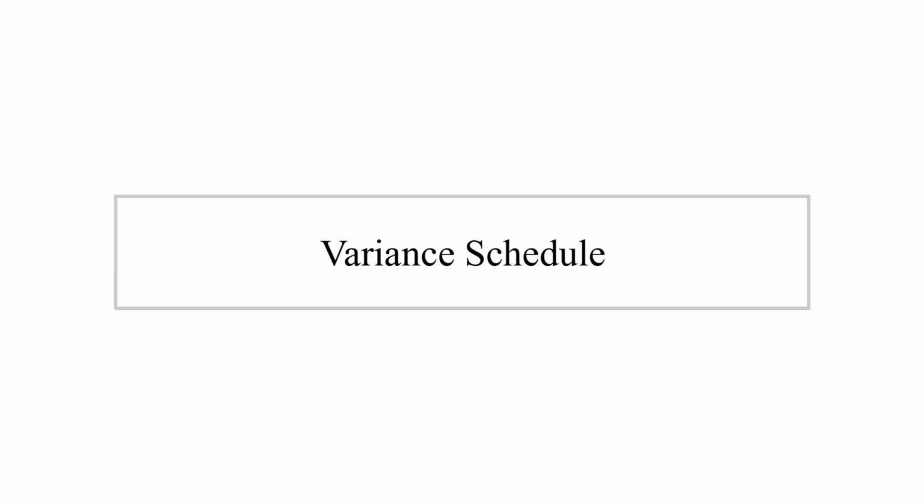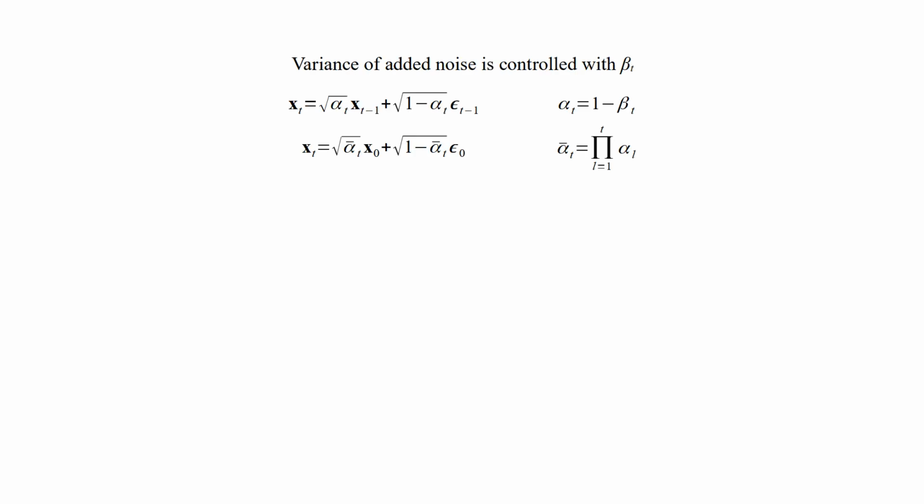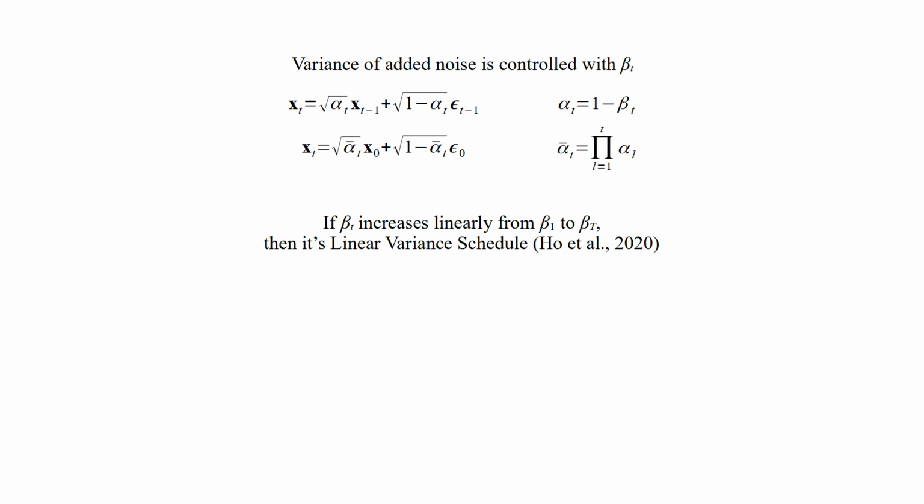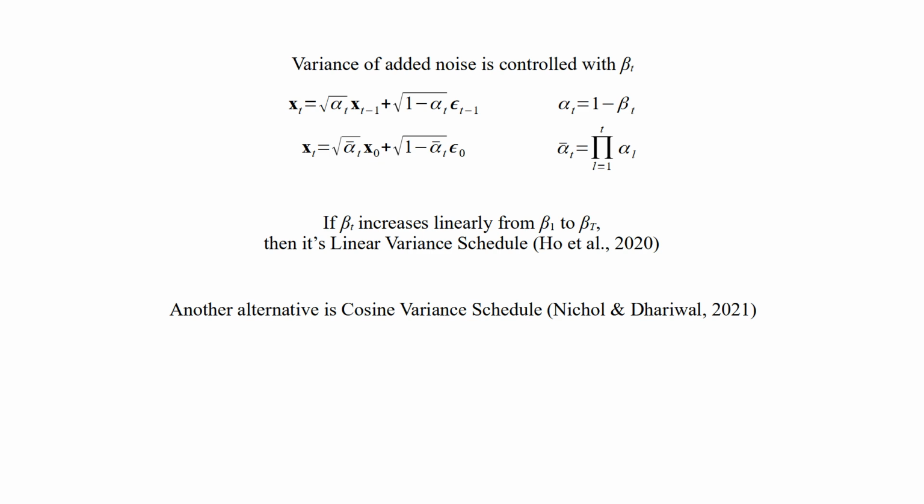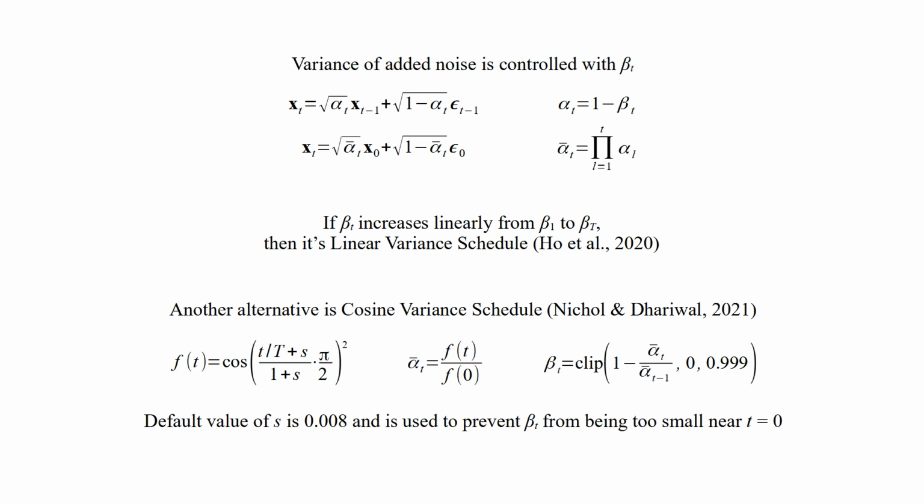Variance Schedule. Variance of added noise is controlled with beta t. If beta t increases linearly from beta 1 to beta capital T, then it is linear variance schedule. Another alternative is cosine variance schedule. And these are the related equations.